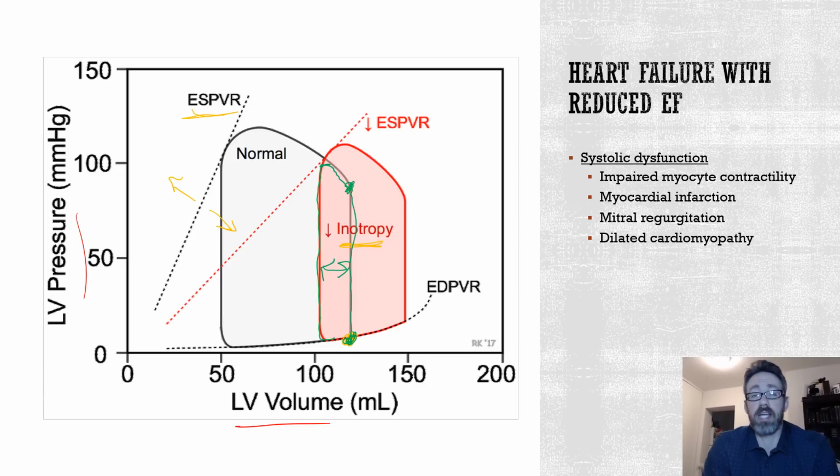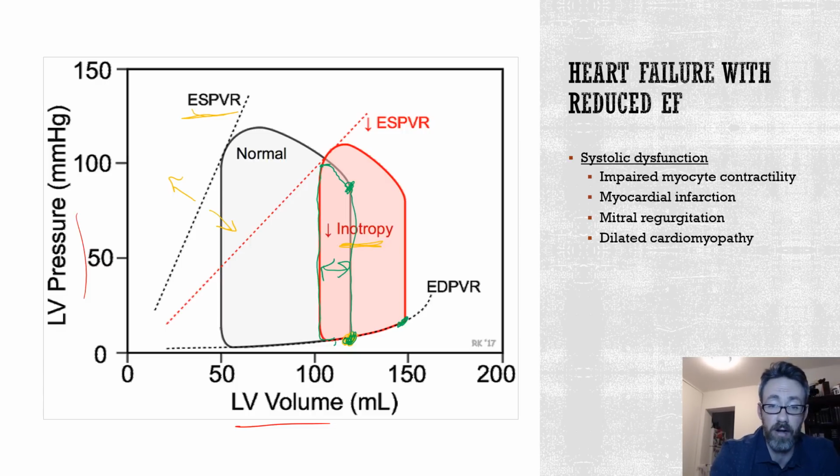If I don't eject as much stroke volume, that means more volume is left behind in the ventricle. And now I'm going to have my normal volume coming from the left atrium, which means I'm going to have even more volume on the next cardiac cycle. And that increase in volume means I'm going to have an increase in my end diastolic pressure.